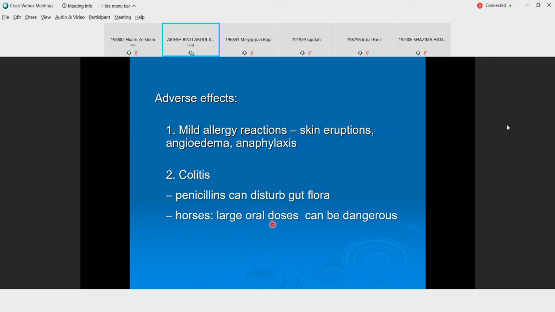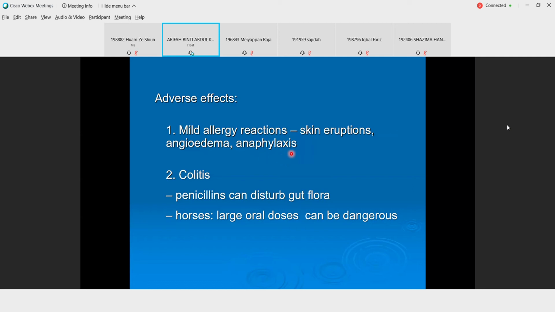And then the other one would be anaphylaxis. This is a serious side effect. Anaphylaxis is an allergy reaction to foreign protein, or any other foreign substance. Anaphylaxis can lead to death because it can also cause bronchoconstriction, difficulty in breathing, and can lead to death.